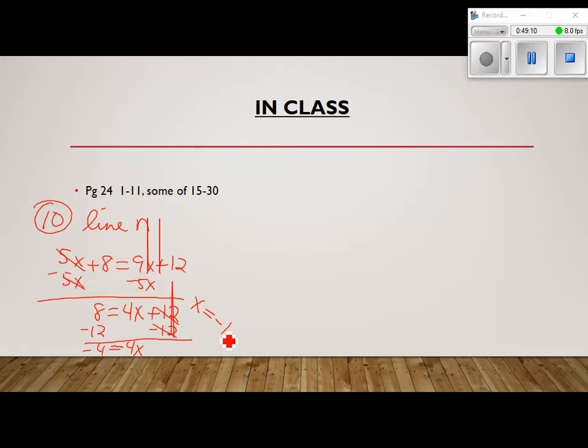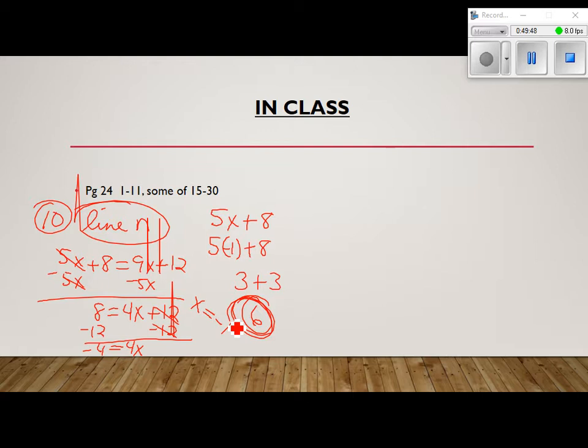They want us to find segment XY. So we plug in. We have 5x plus 8. In place of that x, I'm going to stick in a negative 1. What is 5 times negative 1? Negative 5. Plus 8 is 3. So half the segment's 3. What's the other half of the segment? 3. So how long's the whole segment? 6. So this is one answer, line M. That's the other answer they wanted.